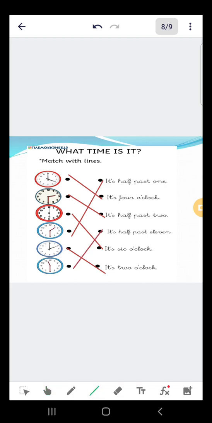So children, your work is to revise it, practice it. So we have learned what is time, how time is measured. What about quarter to, quarter past, half past? So do revise it for today.